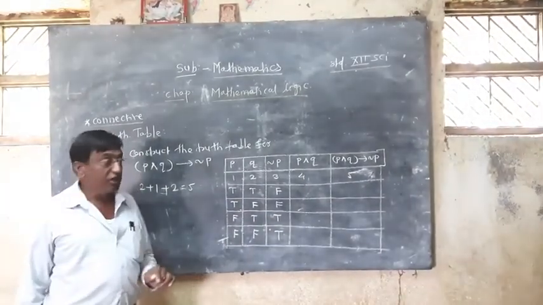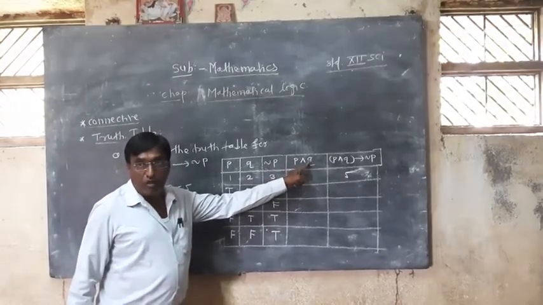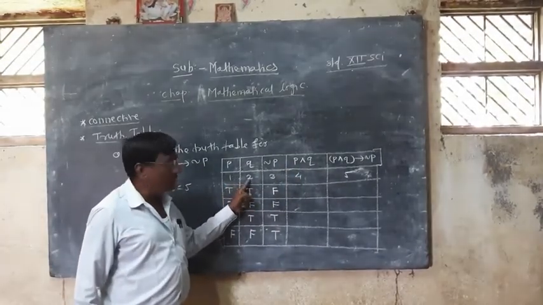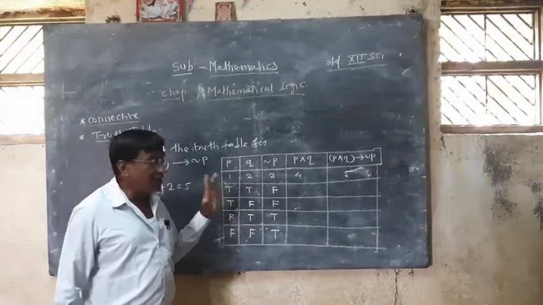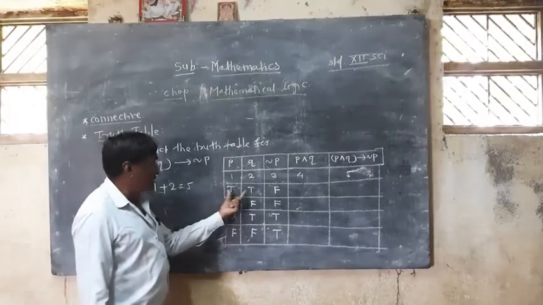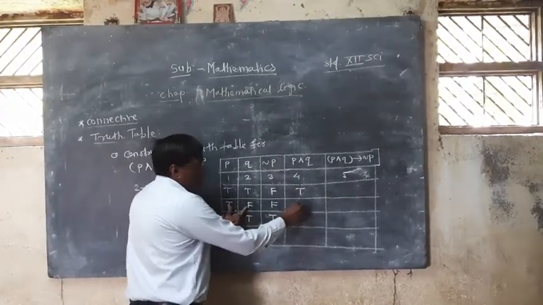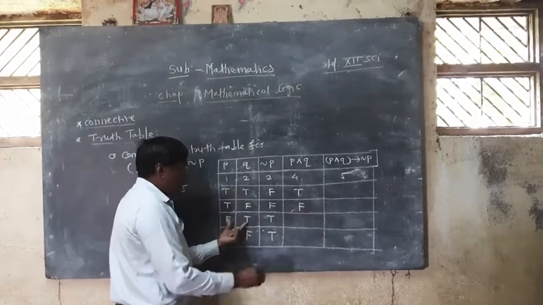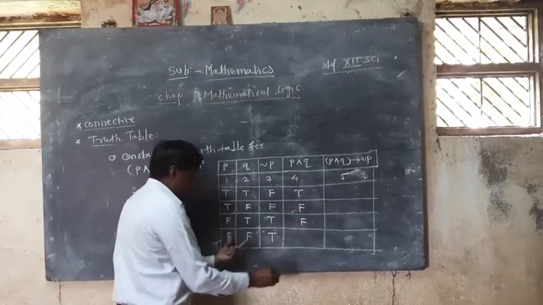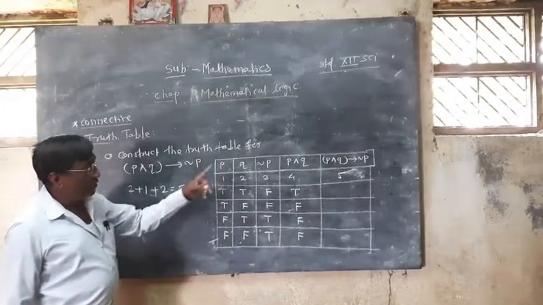Now conjunction. Conjunction means this technique: you observe column P and column Q, that is column number first and column number second. If both are true, then the answer is T. Otherwise the answer will be false. Now observe this: these both are T, so the answer is T. Here both are not T, so the answer is F. Here both are not T, so the answer is F. Like this.